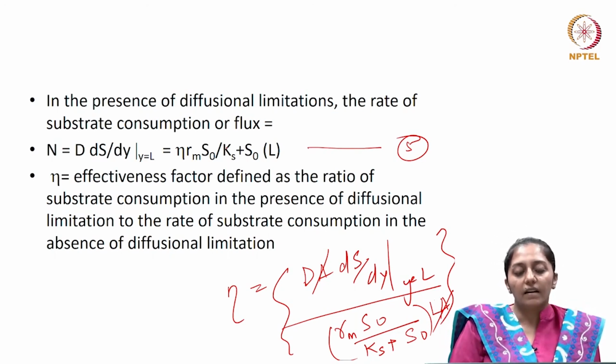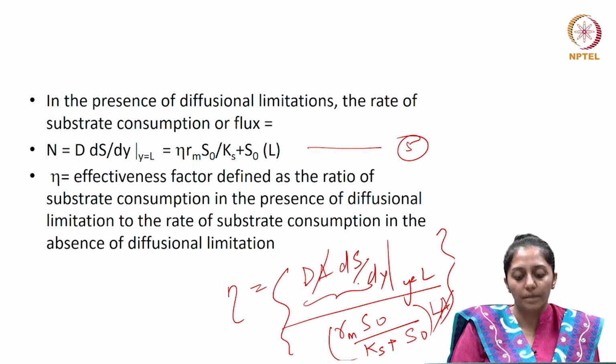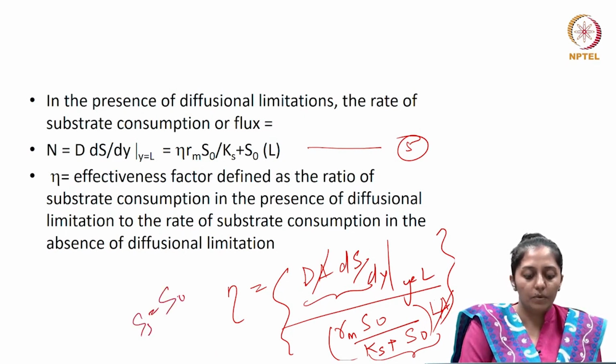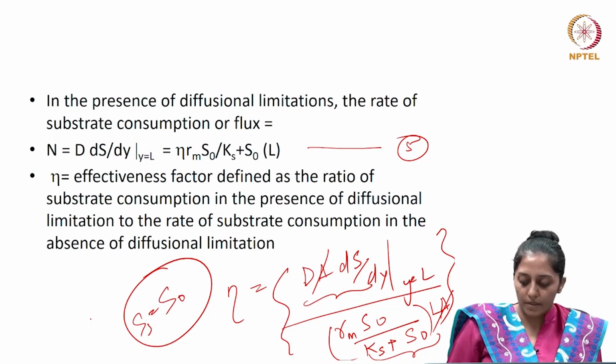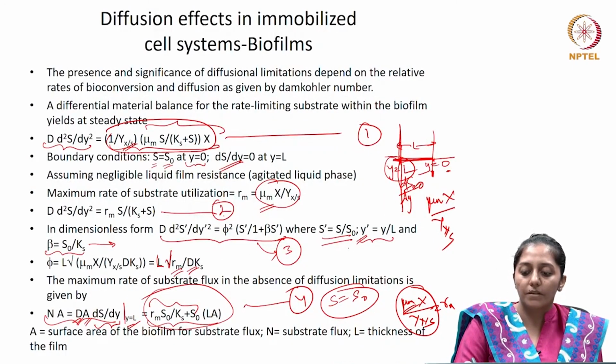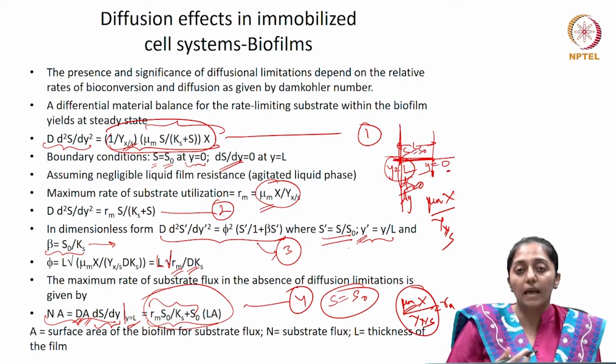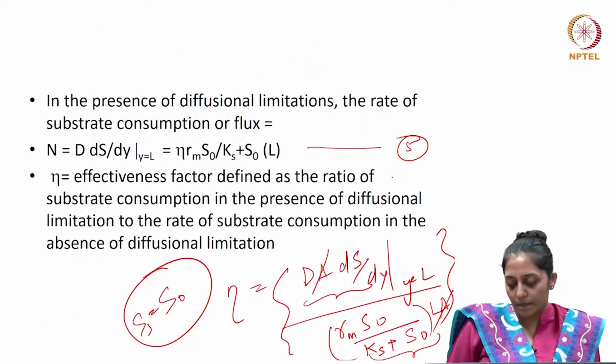which is nothing but your equation shown here as 5. So, your eta is your efficiency factor, which can be defined as the ratio of the substrate consumption in the presence of diffusional limitation, which your numerator talks about, to the rate of substrate consumption in the absence of any diffusional limitations, where your S will become equal to S naught at the surface as shown here. So, at y equals L, your S becomes equal to S naught in the absence of any diffusional limitations.